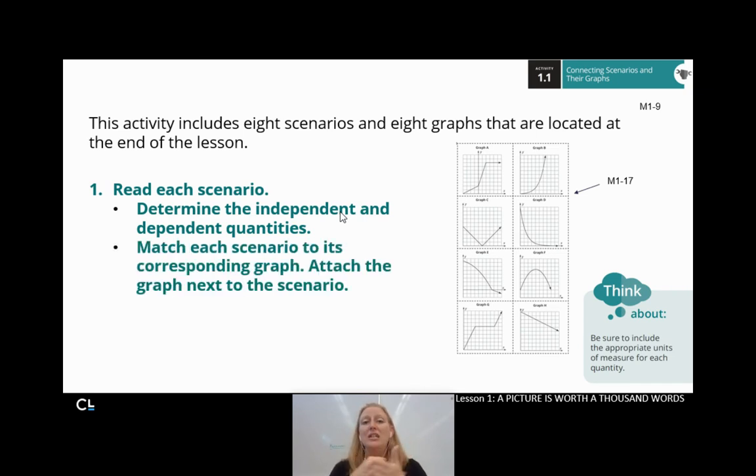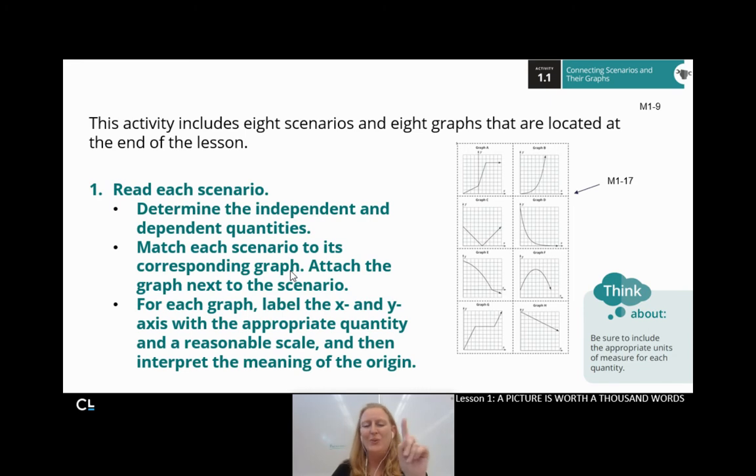Then match each scenario to its corresponding graph. So figure out which of your 8 graphs matches that scenario. And you're going to attach that graph next to the scenario. You can glue it in, you can tape it in. Don't use staples because they leave bumps and it makes it hard to take your notes later on when you flip the page. So use glue stick, use tape, something like that to match up your graphs to each scenario.